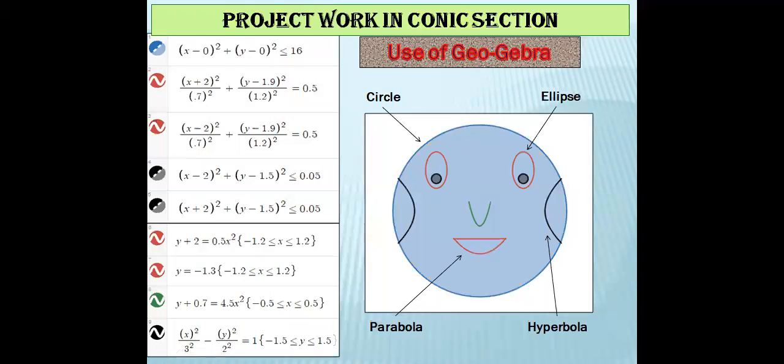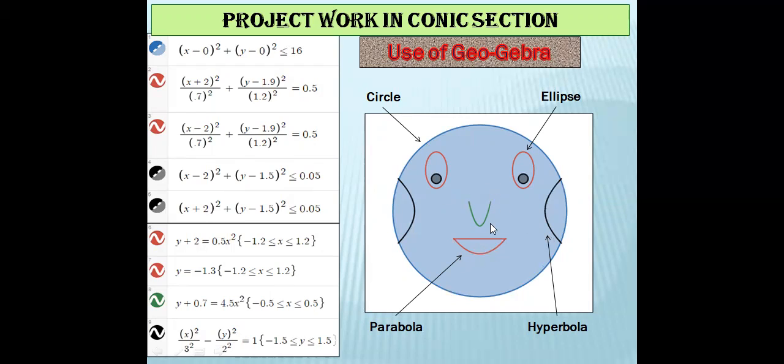Next is a very interesting and useful application of conic sections, that is with the help of GeoGebra. We can make all types of conic sections. With the help of GeoGebra, we put in these equations, that is the equation of a circle, the equation of an ellipse, the equation of a parabola, the equation of a hyperbola, and we get the same shapes here.